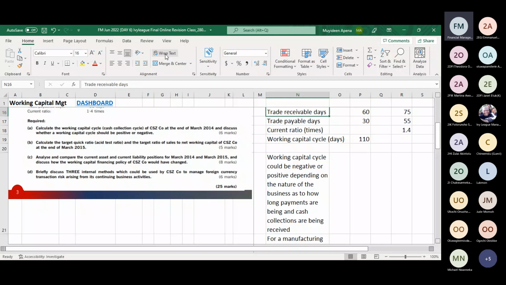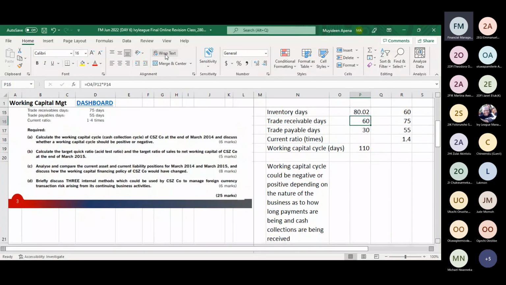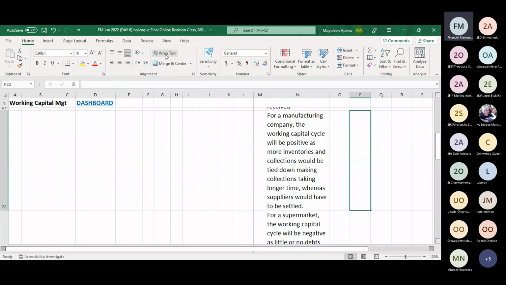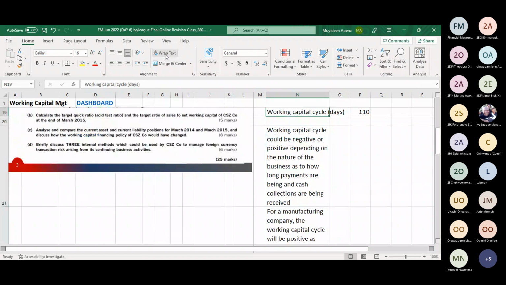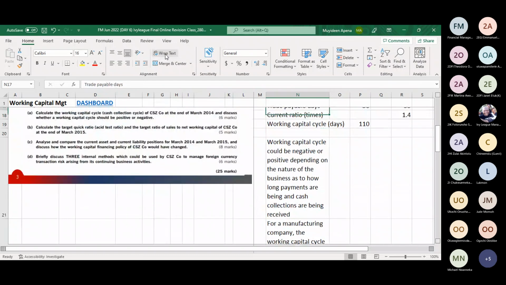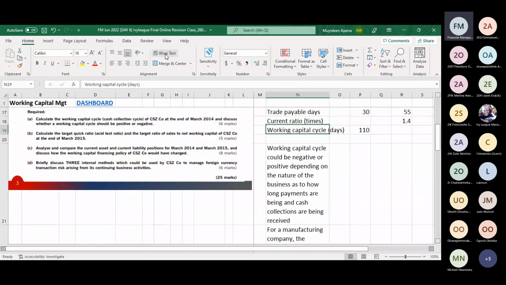You can earn 6 marks here because you haven't done so much calculating here. Maybe calculation could fetch you about 2 marks, but I'm sure this discussion will fetch you about 4 marks. Any question? No, sir.